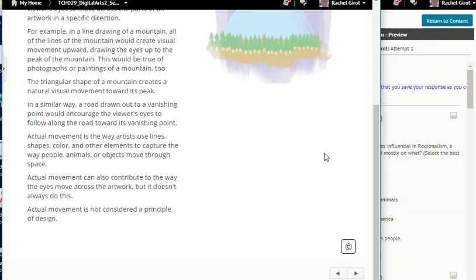Actual movement is the way artists use lines, shapes, color, and other elements to capture the way people, animals, or objects move through space. Actual movement can also contribute to the way the eyes move across the artwork, but it doesn't always do this. Actual movement is not considered a principle of design.